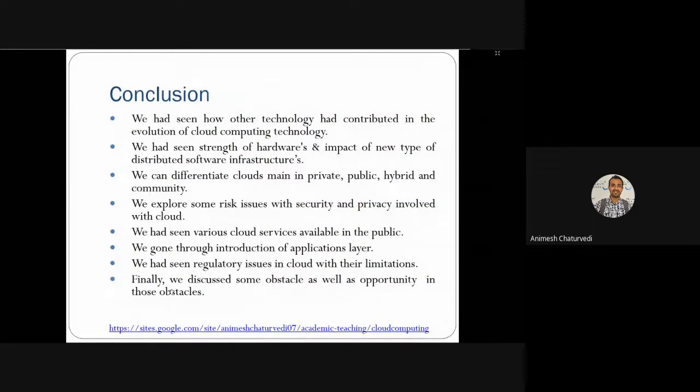So whatever we discussed in this part, we concluded. We discussed how technology works and how cloud computing has evolved. Thereafter, we saw the strength of hardware that is required and the impact of new distributed computing, and different cloud computing types like private, public, hybrid and community clouds. Some risks we discussed, some security and privacy risks involved. Then we saw various cloud services available in public. We also introduced application layer software as a service. We discussed regulatory issues with their limitations, what the regulatory issues in cloud computing are. Then we discussed the obstacles as well as the opportunities in those obstacles.